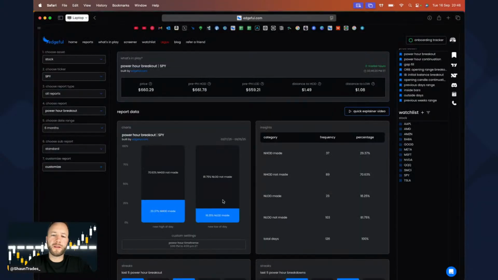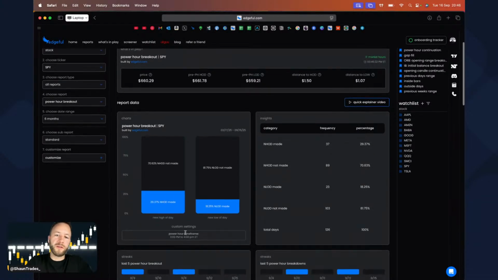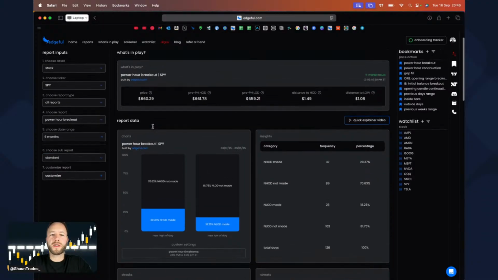And that data is the 18.25% likelihood of it making another low of day. So not very much, not very likely. Essentially 1 in 5 days. But what you can do is actually change this here on the left side. This is generic data in the last 6 months for this report.